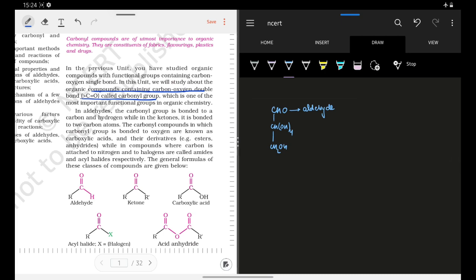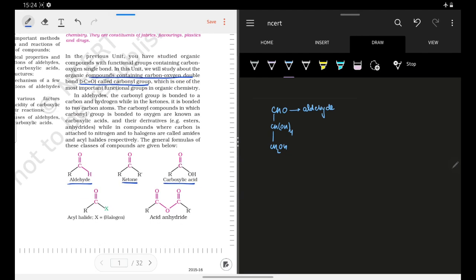So these aldehydes, ketones, carboxylic acids and all these are very versatile functional groups, and we are all surrounded by them. Now they have shown you the structure of your aldehyde, ketone, carboxylic acid, and then some acyl halide and acid anhydride. We all know this, but we must understand one thing: aldehydes and ketones are different in the type of reactions that they show.